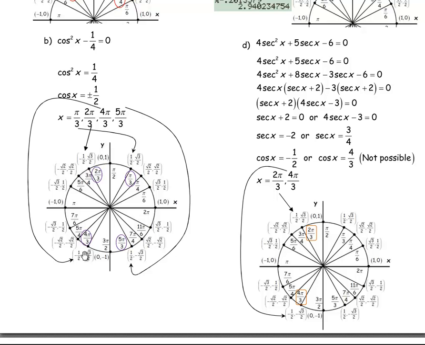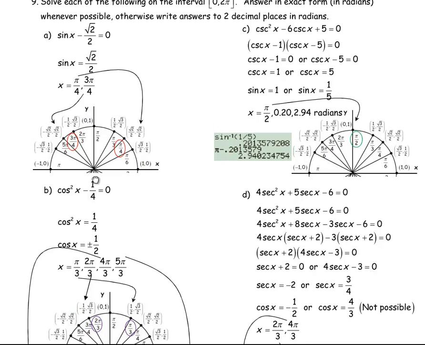Rotating around to down here, see cosine is negative a half there, that's at an angle of 4 pi over 3. And cosine's back to being positive in the fourth quadrant, it's a half here, and that angle would be the 5 pi over 3 that goes to that point. So those are the 4 solutions for B.